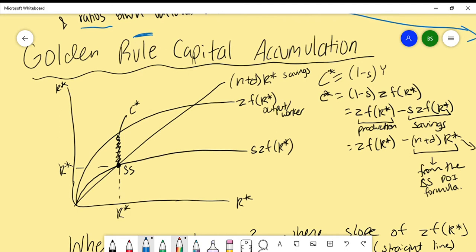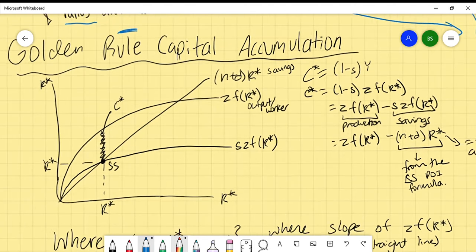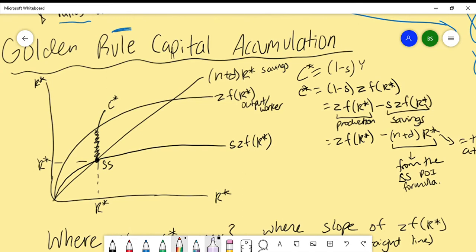So now we'll go on to the golden rule, capital accumulation. I think this is basically just saying what's the maximum amount of consumption a person can get in this model. Okay, so first of all, let's write out the consumption formula. It's C equals (1 minus s) times y.